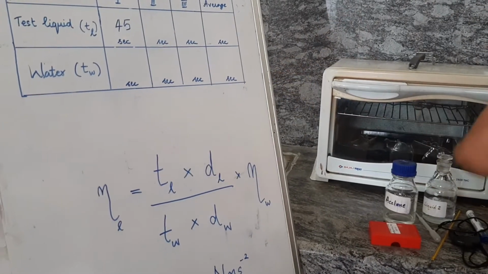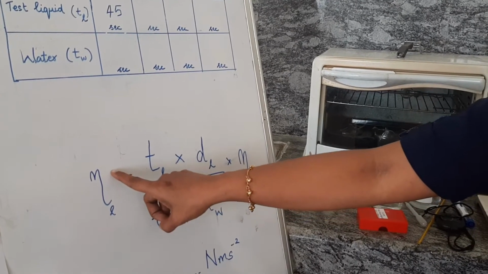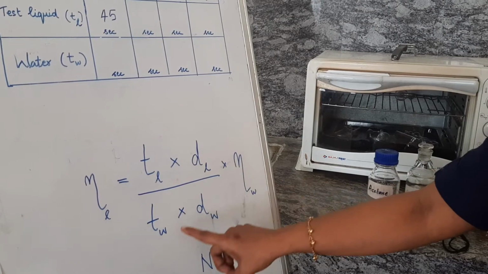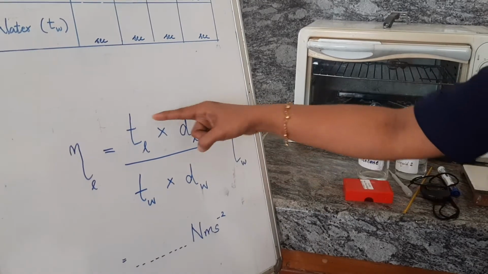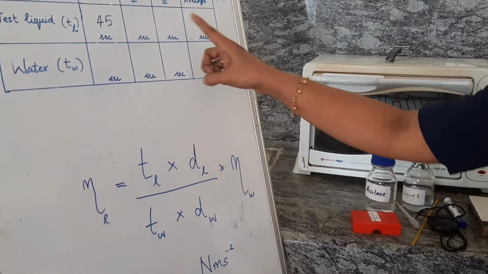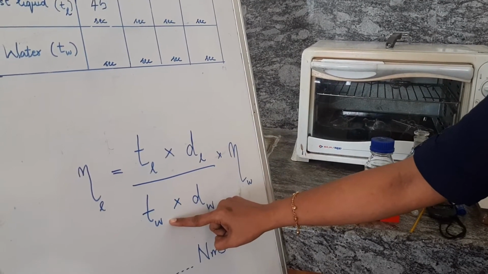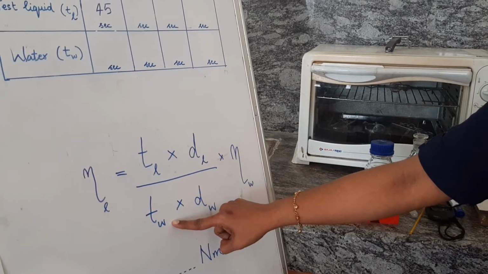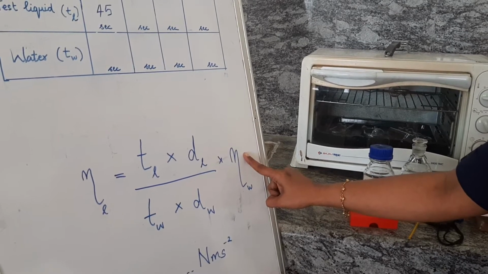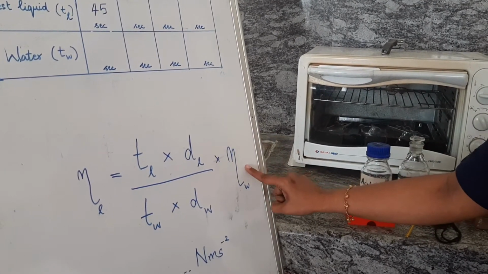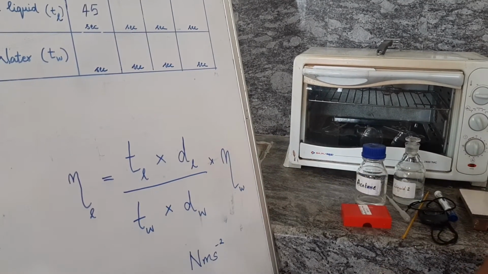Okay, and now we can determine the coefficient of viscosity of the liquid using this formula. Eta L is equal to TL into DL divided by TW into DW, into the coefficient of viscosity of water. TL is the time taken by the liquid to flow, and DL is the density of the liquid. TW is the time taken by water to flow between the 2 levels, and DW is the density of water, and this is the coefficient of viscosity of water. These values will be provided to you: density of liquid, density of water, and coefficient of viscosity of water.